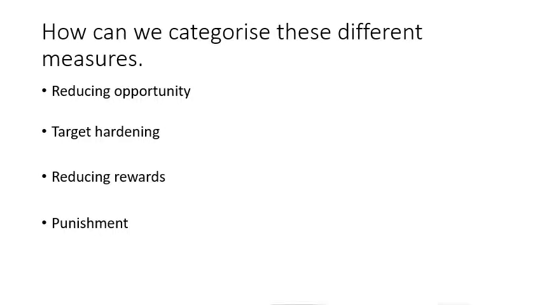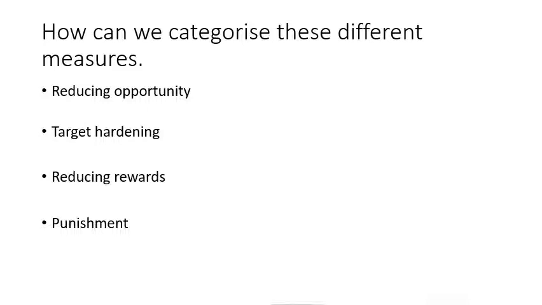So we've seen lots of different ways to reduce crime. The next thing we can do is categorize these into different measures. One of them is reducing opportunity, taking away those quiet, dark spaces and making criminals feel less likely that they're going to want to do it there because there's a high chance of them getting caught.